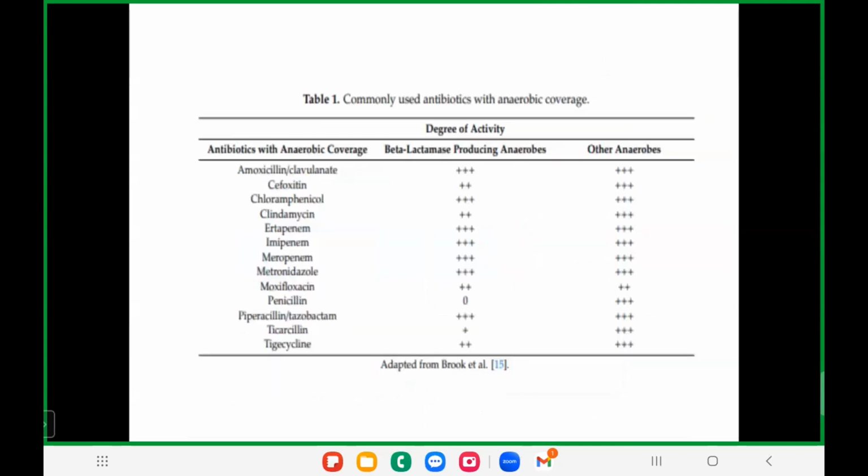So these are common examples of antibiotics with good anaerobic coverage. You can see amoxicillin-clavulanate, meropenem, and piperacillin-tazobactam have very good anaerobic coverage.